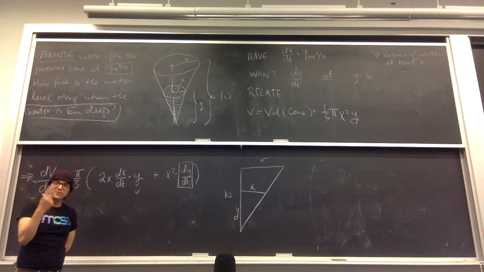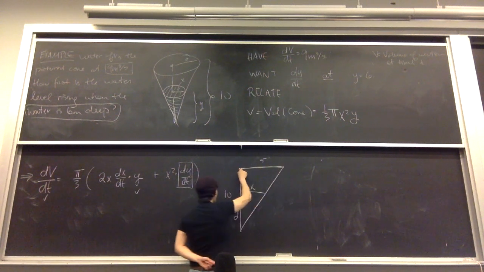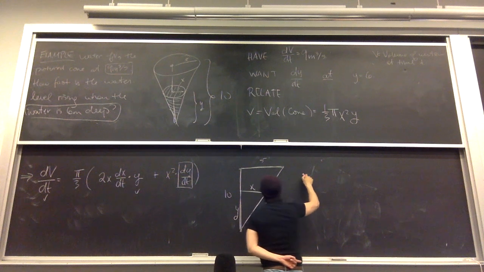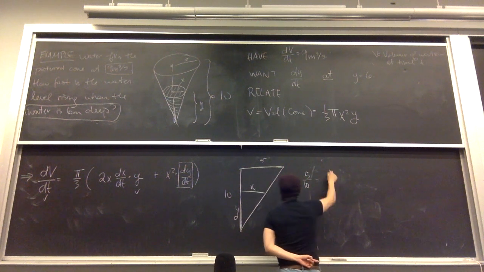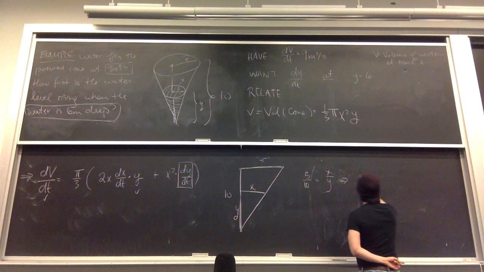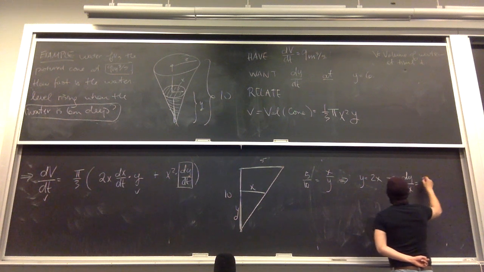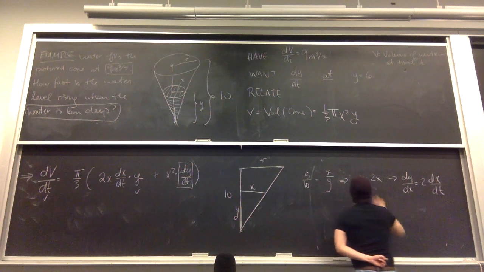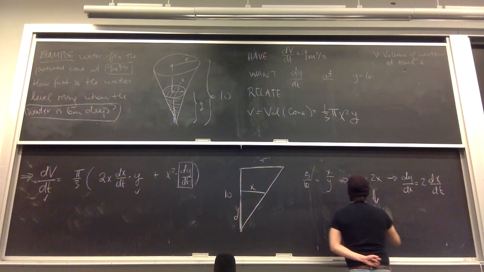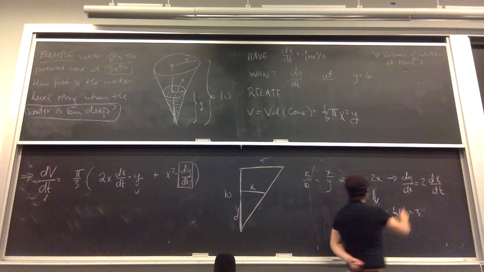The only thing you have to remember is that ratios of similar triangles are equivalent, right? So remember, trig tells us that the ratio between this and this should be the same number as this divided by this. That's all of trig, right? So we know that 5 divided by 10 should be equal to x over y, so this goes to a half. So we have a relationship y equals 2x, which tells us two things. First of all, we know that dy/dx is 2 dx/dt. This also tells us that x is equal to a half of y, which is a half of 6, which is 3.